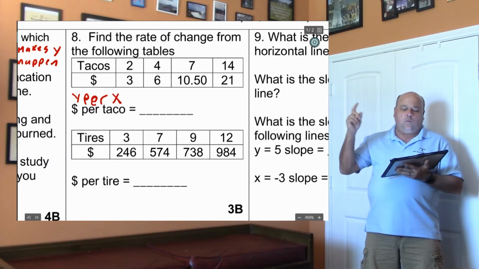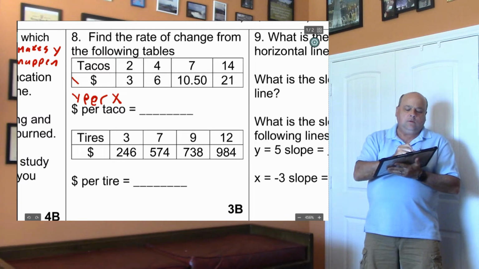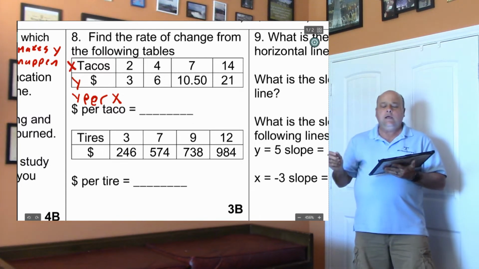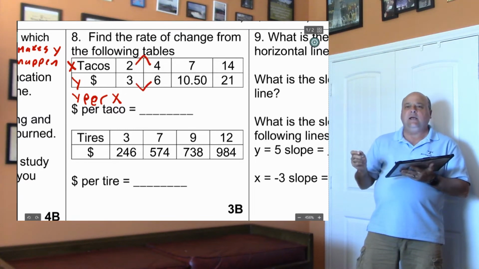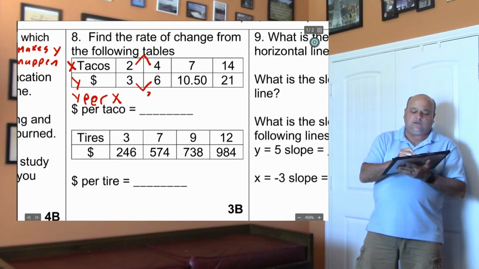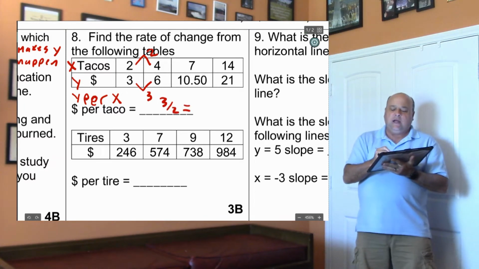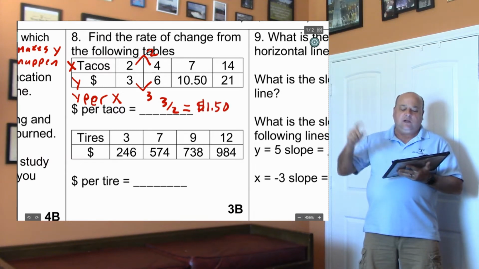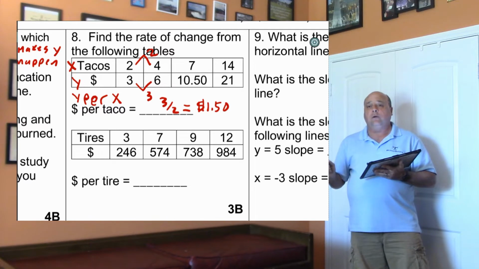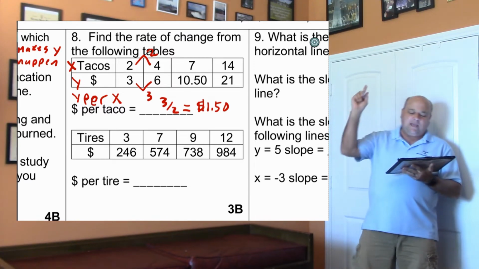Okay, so my y is dollars and my x is tacos, right? So I need to get my y minus y and my x minus x. So 6 minus 3 is 3 and 4 minus 2 is 2. If I put y over x, I get 3 over 2. Since it's money, that would turn into $1.50. $1.50 per taco. Money per taco, right? That's what you're getting there, right? Piece of cake.